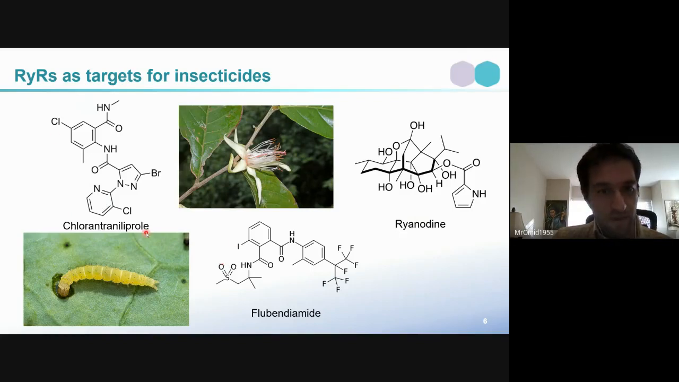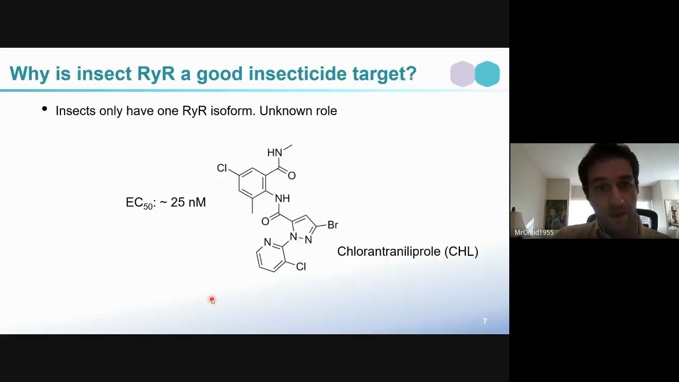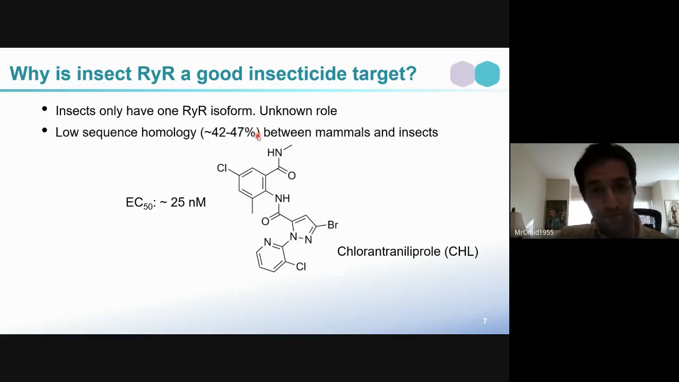In fact, it's used so heavily that there are now many cases of insects resistant to these insecticides, and they're thought to bind in a similar way, although that's yet to be shown. Insect RyRs only have one isoform, which in a way makes it a good target. It also has very low sequence homology. Now, you might think, well, insects don't have a lot of muscle tissue, so what is the role of RyR in insects? We don't know for certain at this point, but it could be something to do with feeding and general motility of the insects.